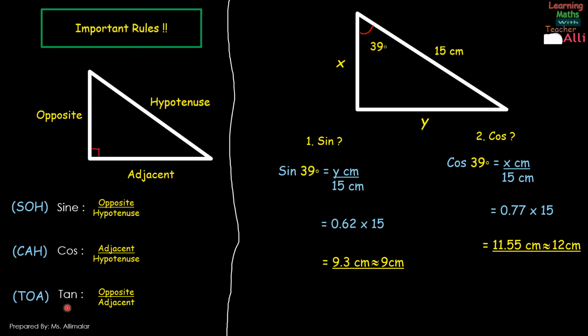Tan is the short name. Okay, the formula is TOA. T-O-A. T stands for tangent. O-A: opposite over adjacent. Never ever change the formula. These formulas are the fixed formula. Clear? Okay. Now look at the example question.